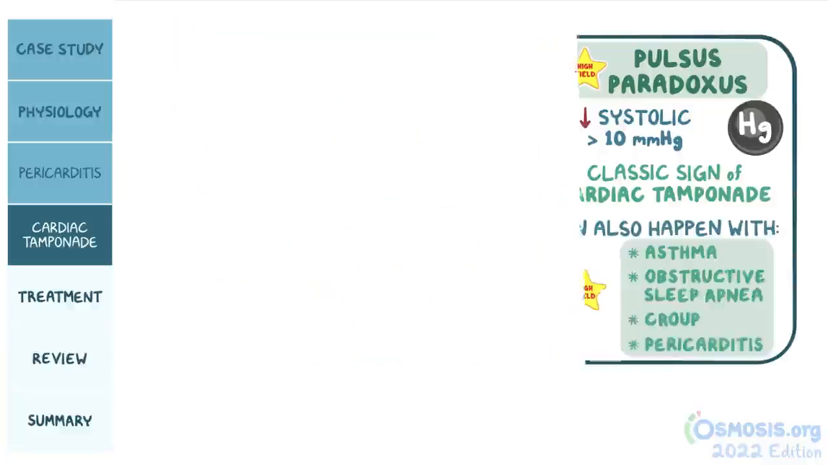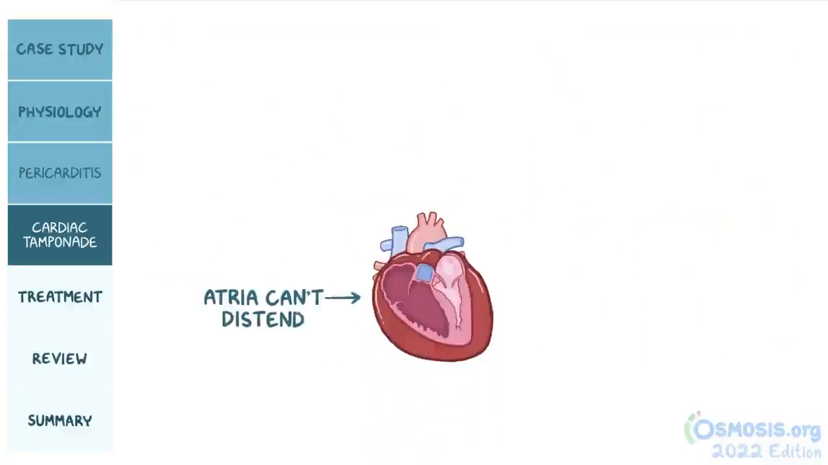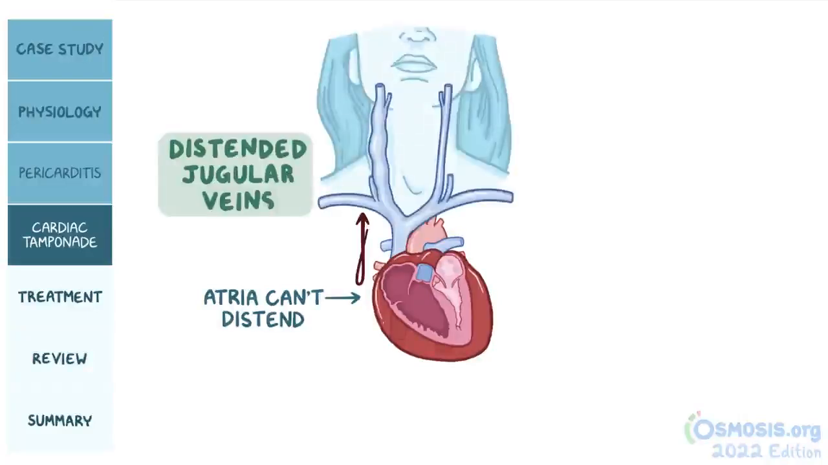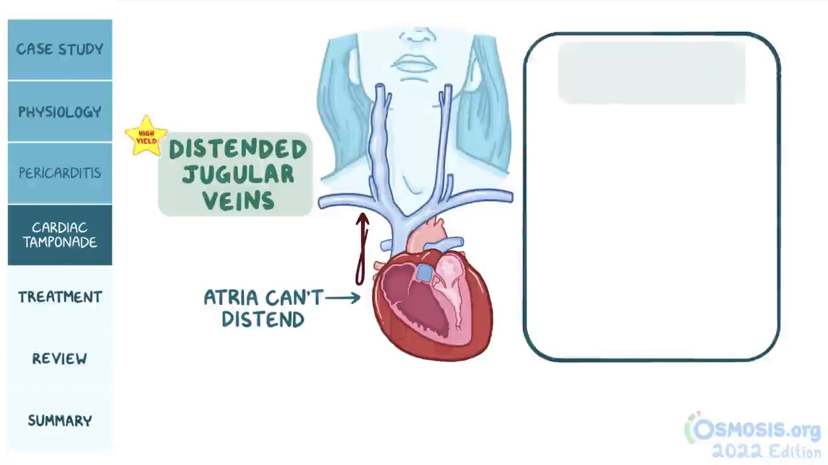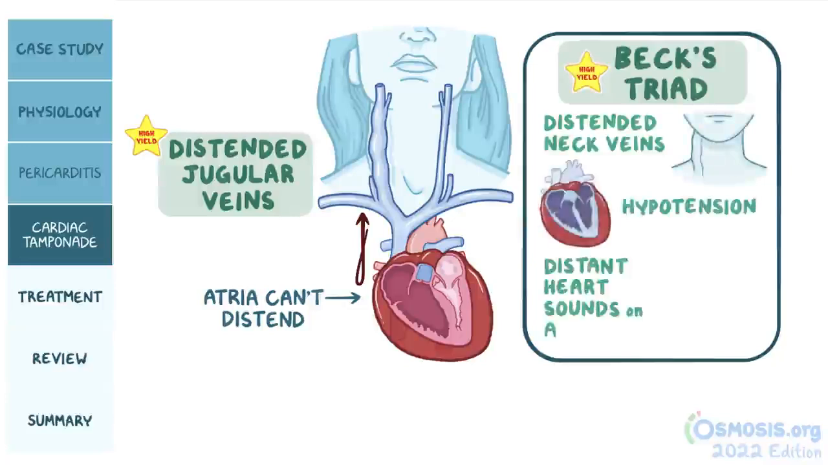In cardiac tamponade, the upper heart chambers are also affected. The atria can't distend enough to accommodate the venous blood returning to the heart. That blood will have nowhere to go but back into the veins. That's why you'll typically see distended jugular veins and Kussmaul sign when you look at the neck of a person with cardiac tamponade. This is actually part of a triad of symptoms called Beck's triad, which includes distended neck veins, hypotension, and distant heart sounds on auscultation. The last one happens because the fluid buildup muffles the normal heart sounds.